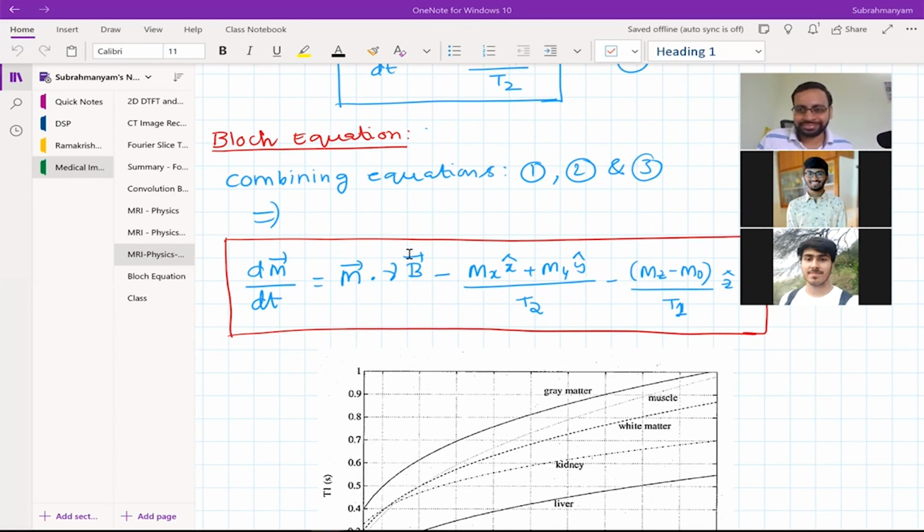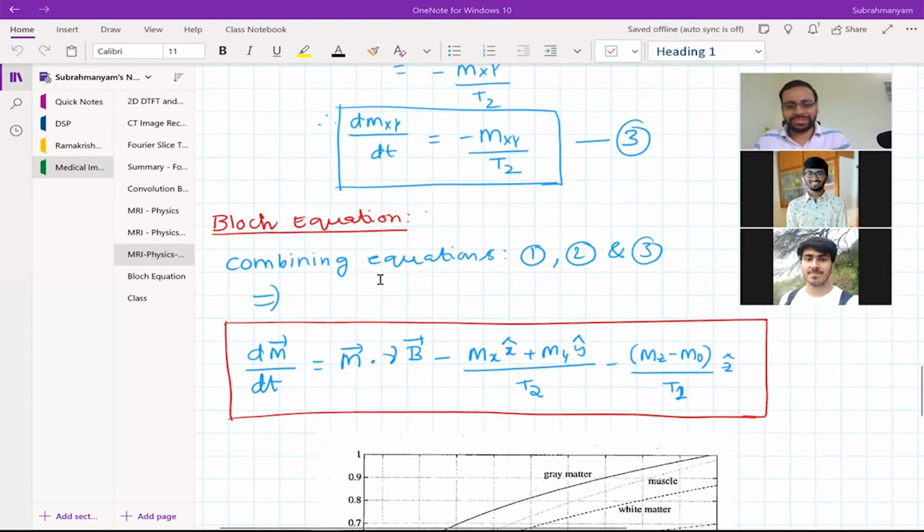So the first term should be a cross product, right? Yeah, very good. Sorry, that was a mistake. M bar cross should be there. I would correct that. Thanks for pointing it out. That's right. Good.